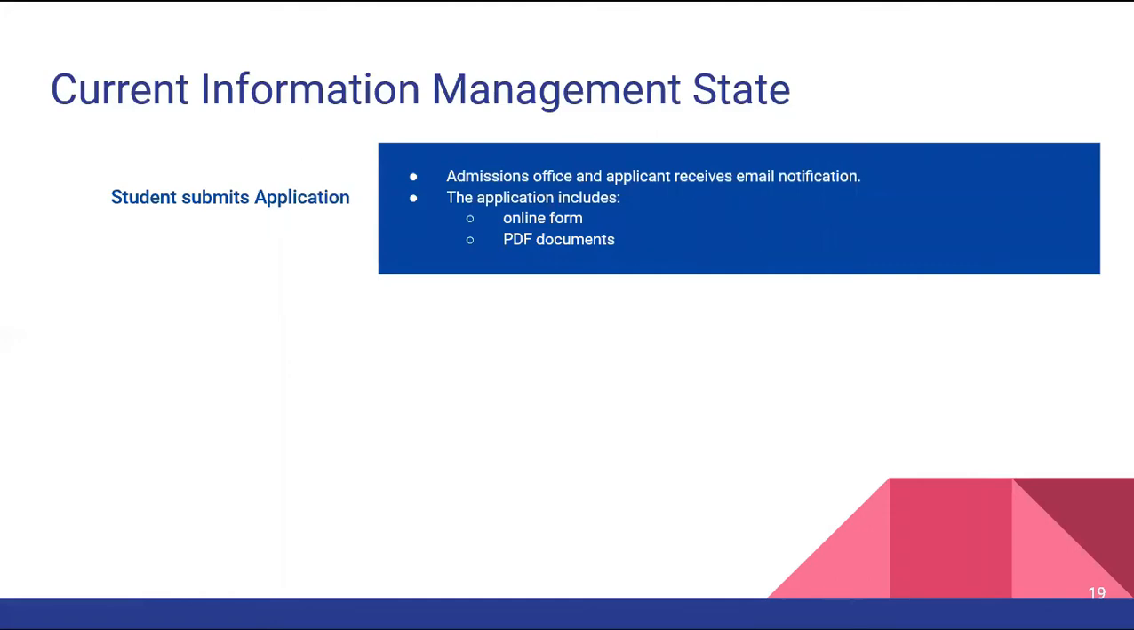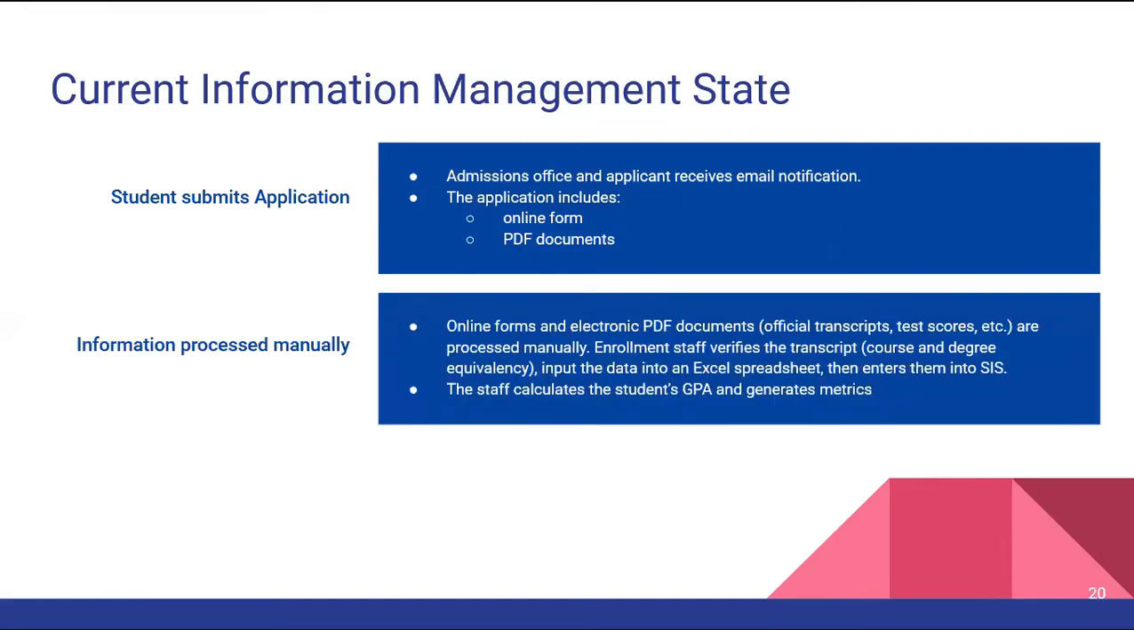The as-is information management state is a highly manual and inefficient process requiring a lot of time from the enrollment staff. When the applicant submits their application online and pays the required fees, the admissions office receives an automatic notification that the application has been submitted along with the application details. The applicant also receives an acknowledgement email containing their receipt, and the application includes an online form and PDF documents. Both the online forms and PDF documents are processed by the enrollment staff.